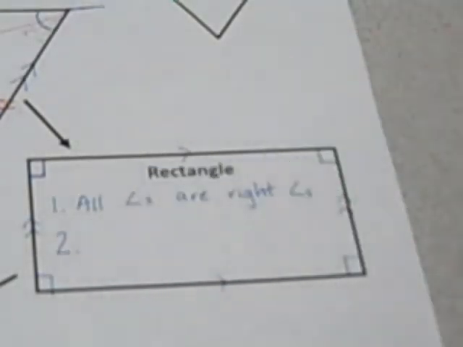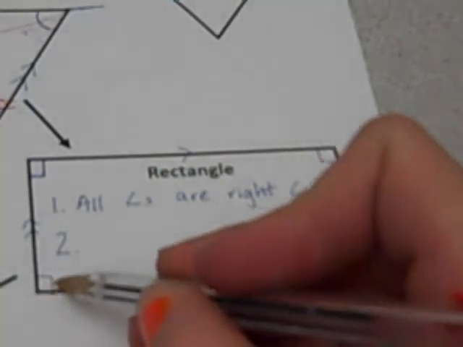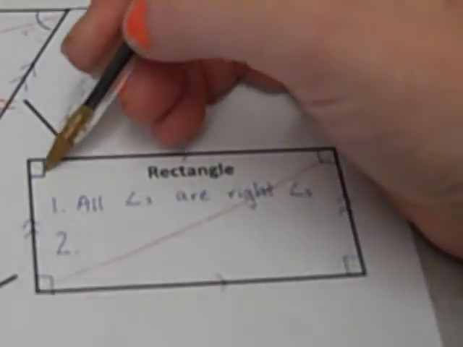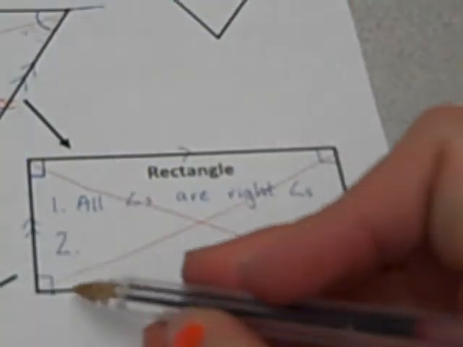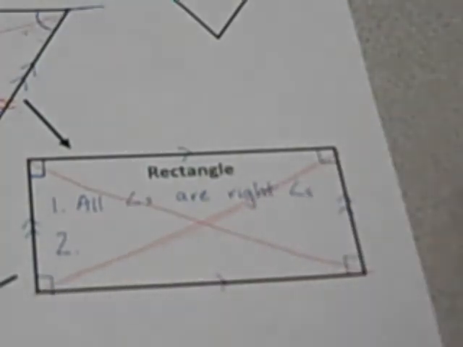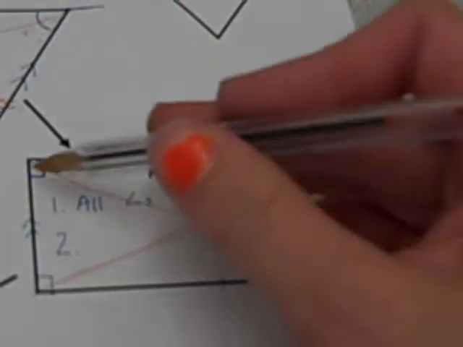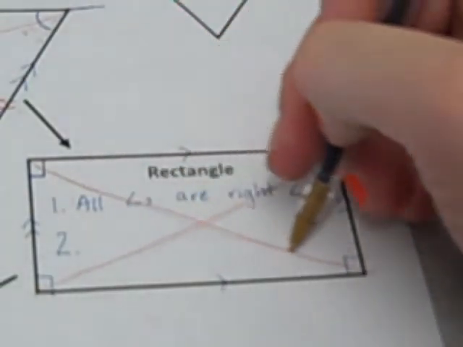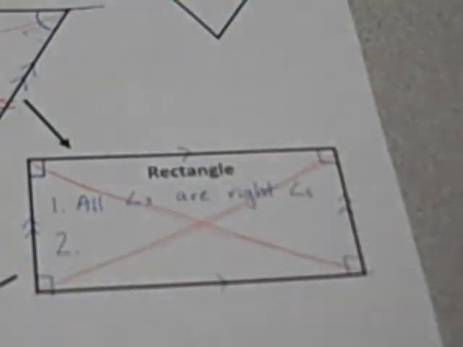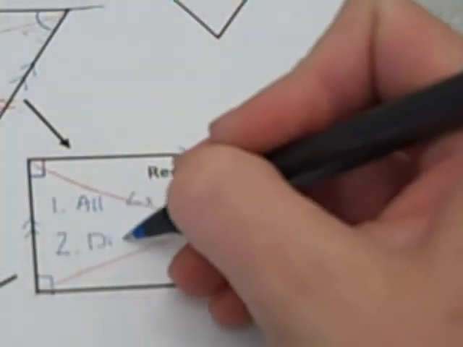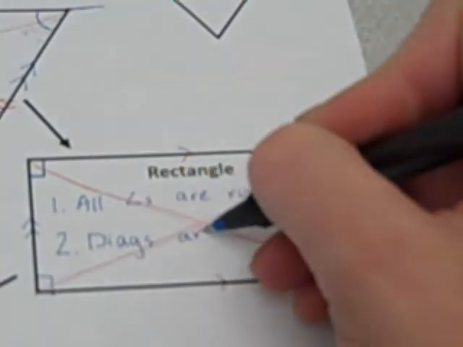Second property, you can probably guess, has to do with those diagonals again. So our diagonals, cutting across the shape, are similar to those in our isosceles trapezoids, meaning that they are congruent to each other. This one is congruent to this one. So, our diagonals are congruent.